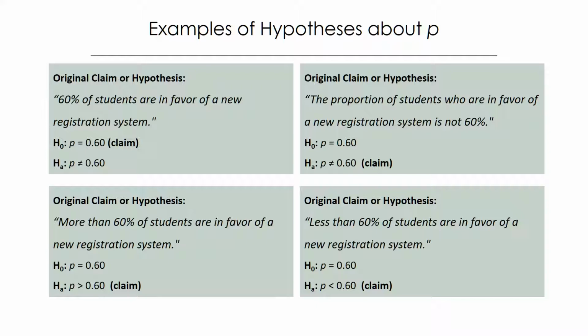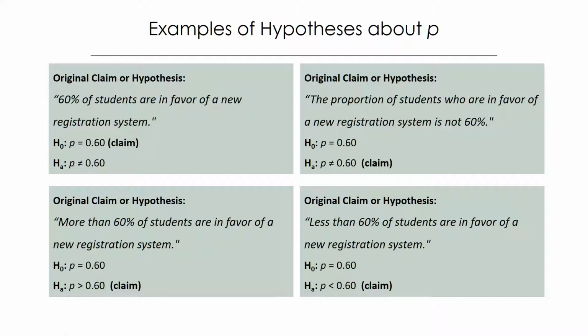And finally, in the lower right-hand corner, the original claim or hypothesis is that less than 60% of students are in favor of a new registration. That is also the alternative hypothesis. And again, the null hypothesis is that p is equal to 0.6.